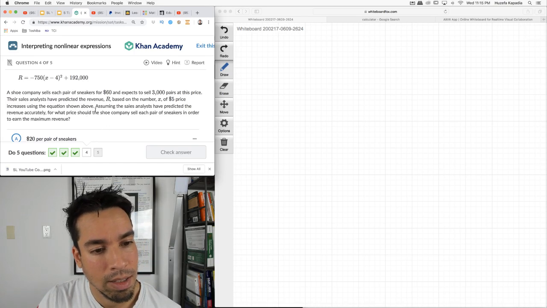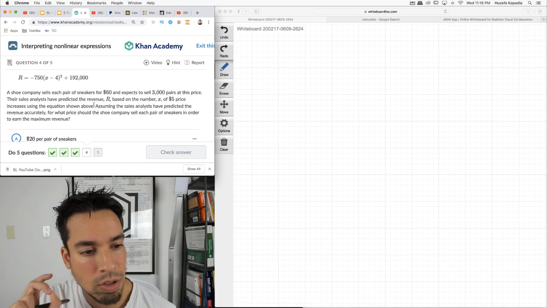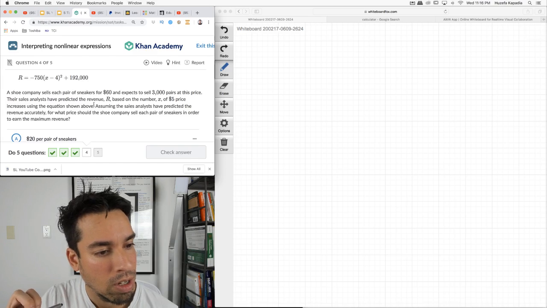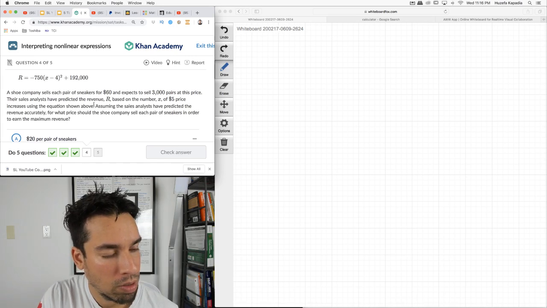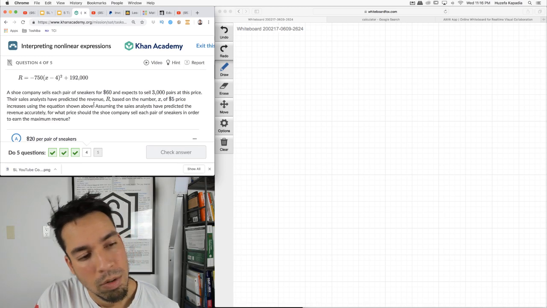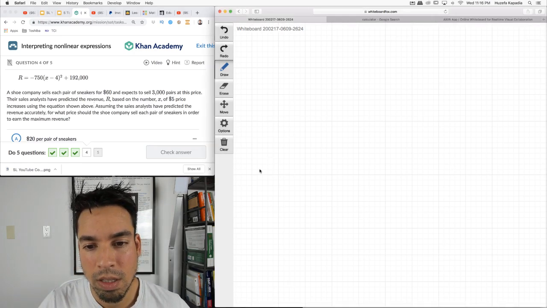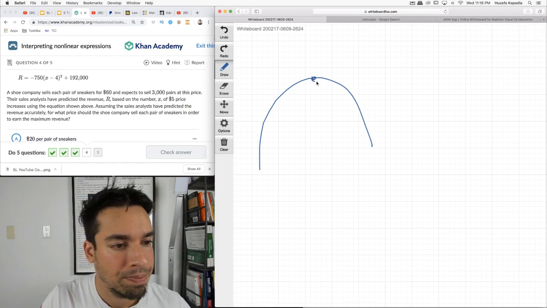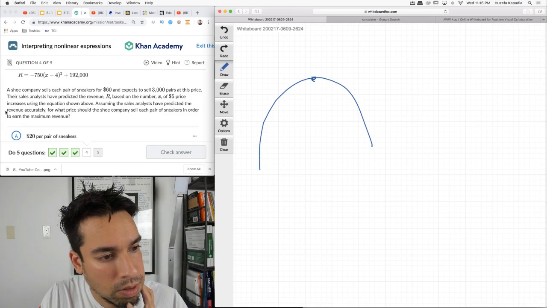Assuming that the sales analysts have predicted the revenue accurately, for what price should the shoe company sell each pair of sneakers in order to earn the maximum value? So we're basically trying to find the maximum. This is an upside down parabola, going like this. We're trying to find this point, based on the number x of increases.